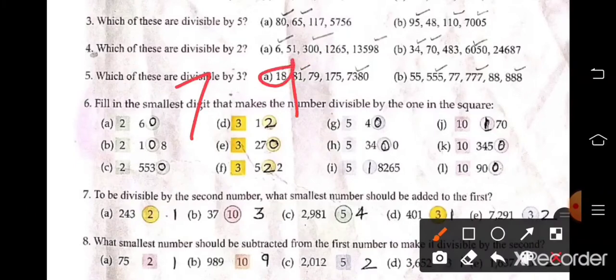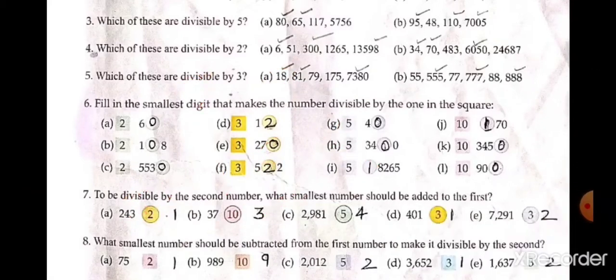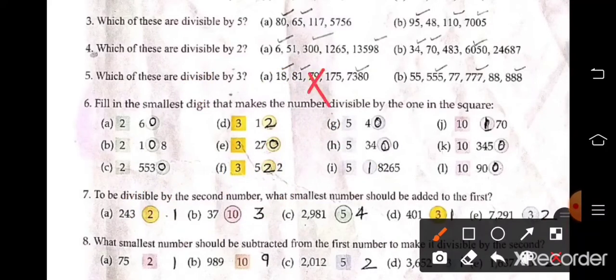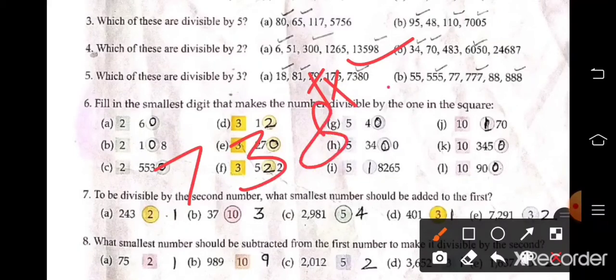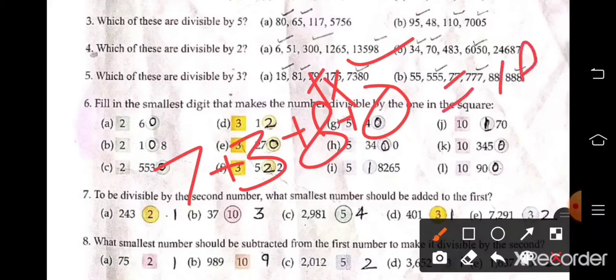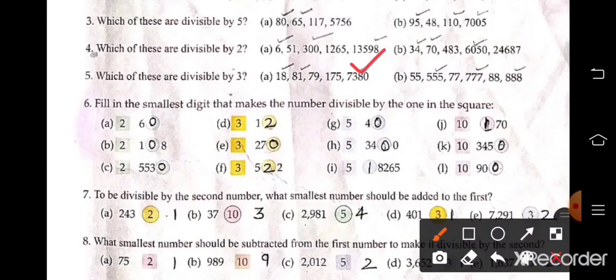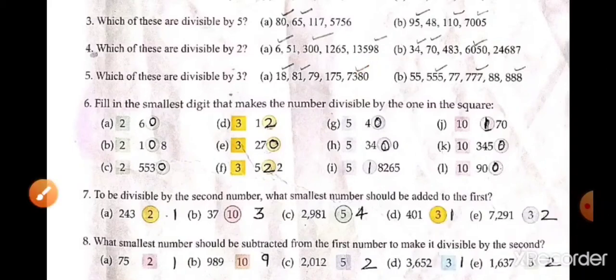Now 79: 9 and 7, 16. So this is not divisible by 3. So 79 also, so not this one and this one. This is 7, 3, 8, 0. So add these numbers. 7 plus 3, 10, and plus 8, 18. This is divisible by 3. So this number is also divisible by 3. Okay, so like this you have to do.